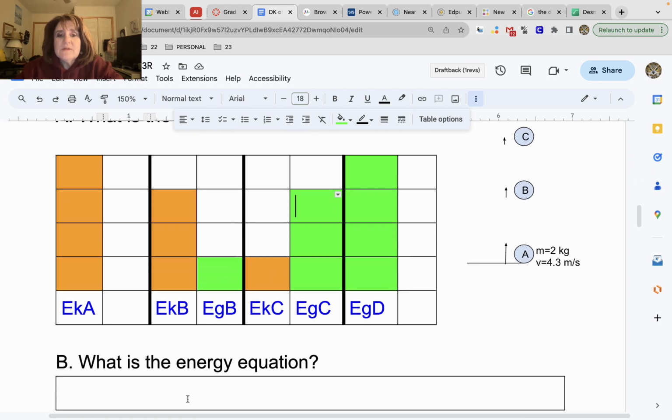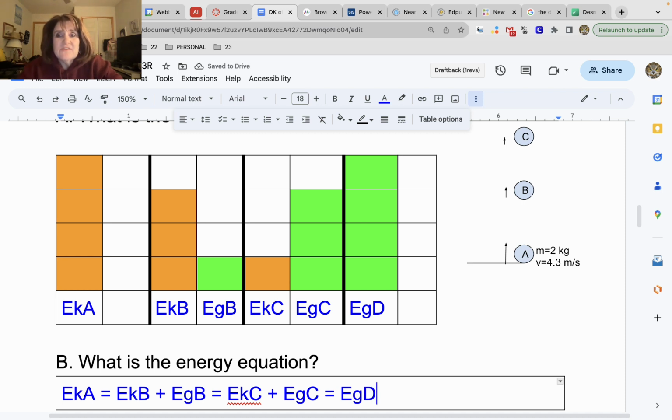Part B says, what is the energy equation? Well, the energy equation is literally the bottom of the bar graph with plus signs and equal signs. So I have EkA equals EkB plus EgB equals EkC plus EgC equals EgD. That's it. That's the energy equation.